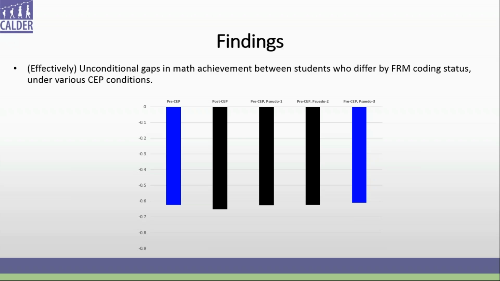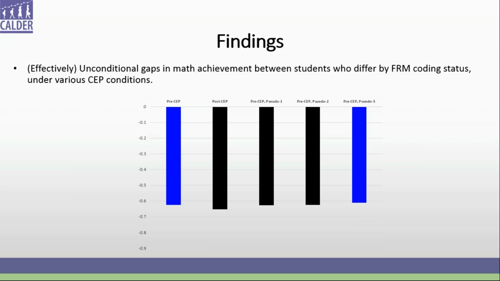On the left there, the pre-CEP period, that's before the CEP was in place. It's minus 0.62 is what that bar is showing, if you can't see the axis there in the back. But basically, on average, free meal eligible kids in Missouri scored 0.62 standard deviations lower on the test than non-eligible students before the CEP was in place.